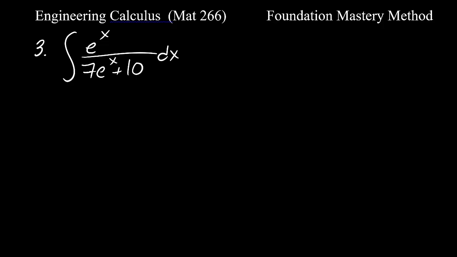In this third example, we see something that looks similar to what we had in example 2. However, in this case, we don't just have a simple single term, e to the x, in the denominator, so we can't distribute. So we have to try something else. So let's try a u substitution, and let's let u equal 7e to the x plus 10. Then du will equal 7e to the x dx.